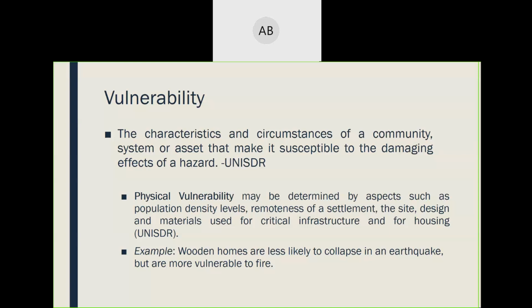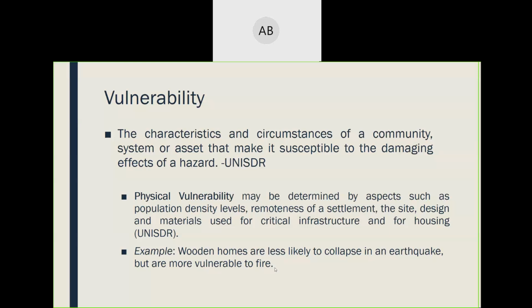Okay, then remember again, vulnerability is nothing but, in plain words, the degree of damage, degree of loss. What is a hazard? Hazard is a probability of occurrence of a natural incident. Then comes an example. Again, it says wooden homes are less likely to collapse in an earthquake, but are more vulnerable to fire.